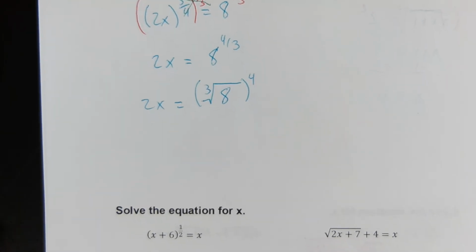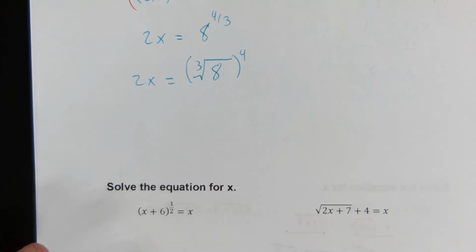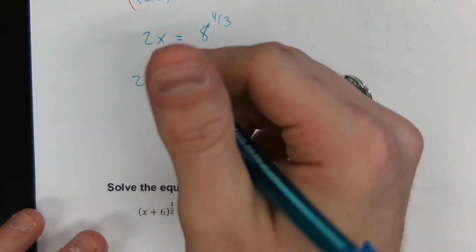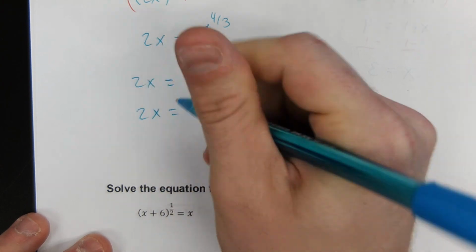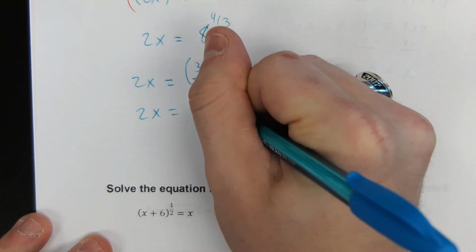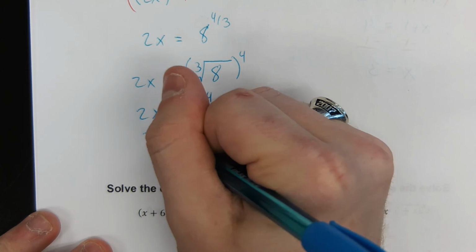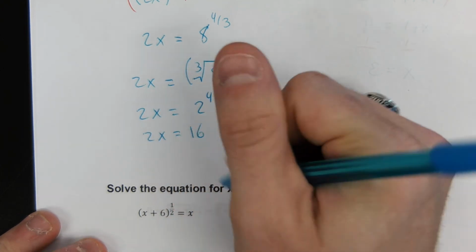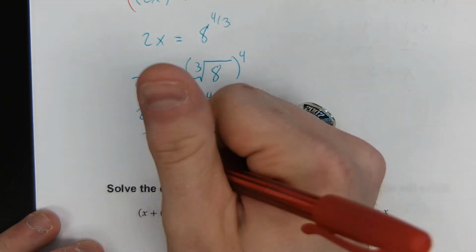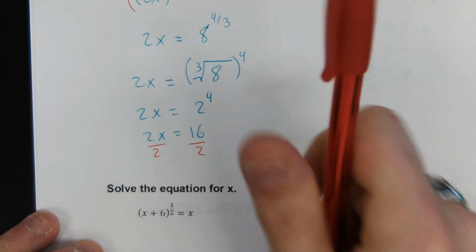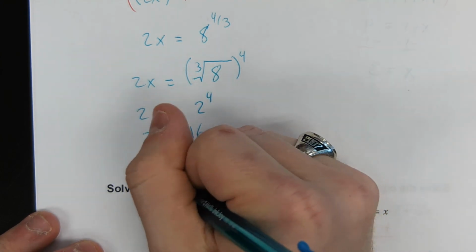What is the cube root or 3rd root of 8? It's 2. I'm glad Lewis is here because no one else has talked to me. So I have 2 to the 4th on the right side. What is 2 to the 4th power, though? 16. Like I said, I'm glad Lewis is here since no one else is talking. Then you just divide both sides by 2, and you get x equals 8.